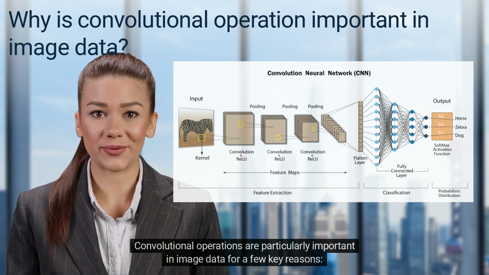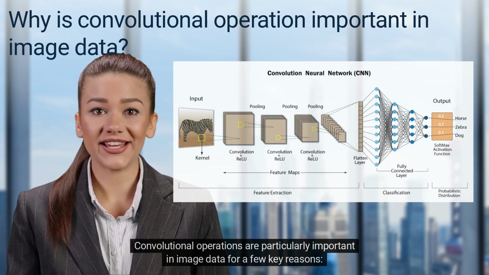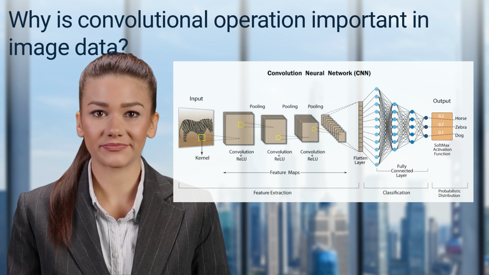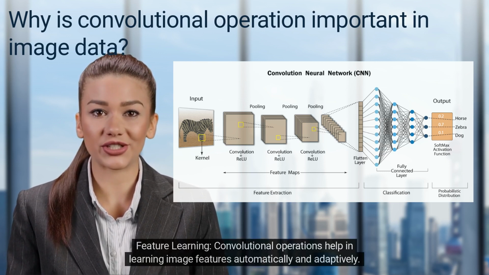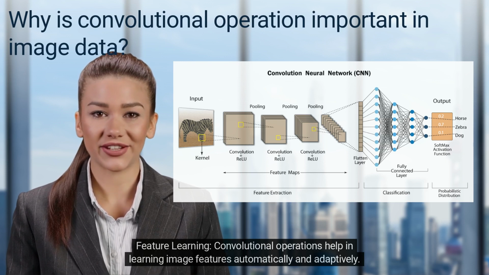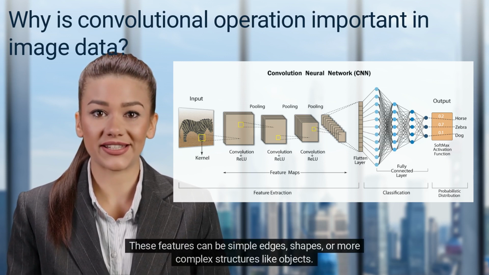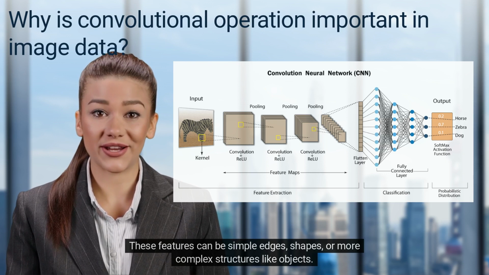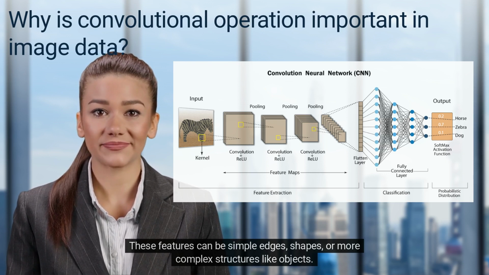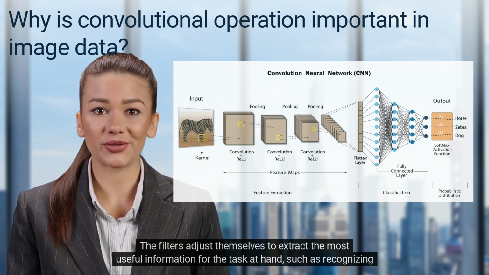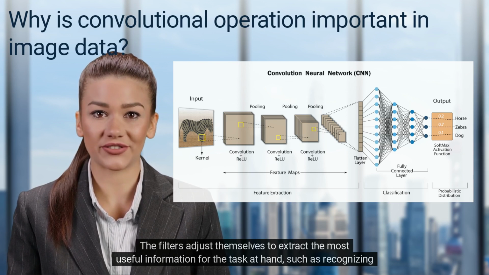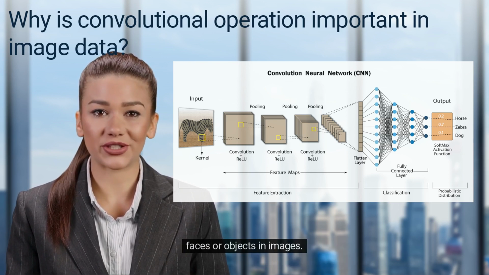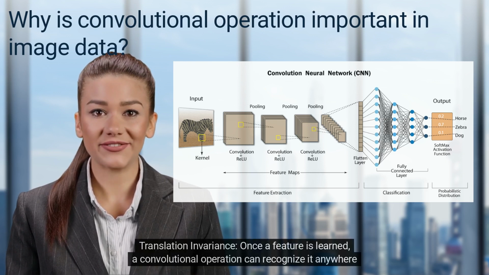Convolutional operations are particularly important in image data for a few key reasons. Feature learning. Convolutional operations help in learning image features automatically and adaptively. These features can be simple edges, shapes, or more complex structures like objects. The filters adjust themselves to extract the most useful information for the task at hand, such as recognizing faces or objects in images.